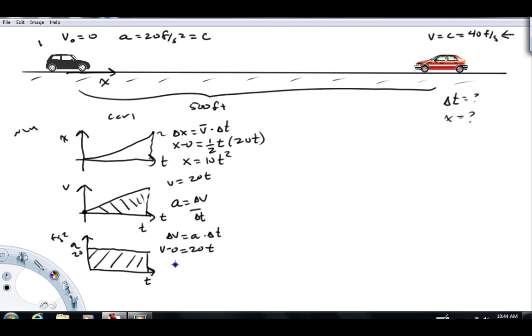All right, so what we have now is the equation that describes velocity against time and position against time for car 1.